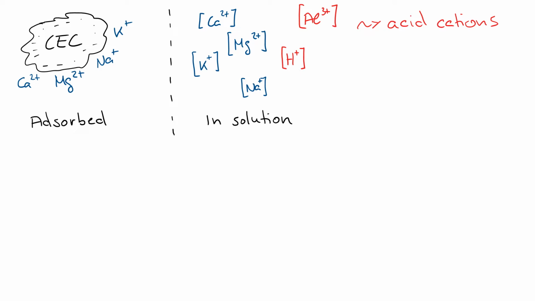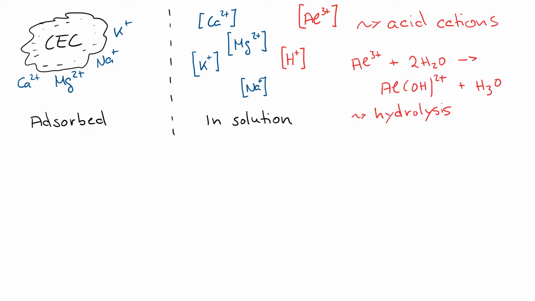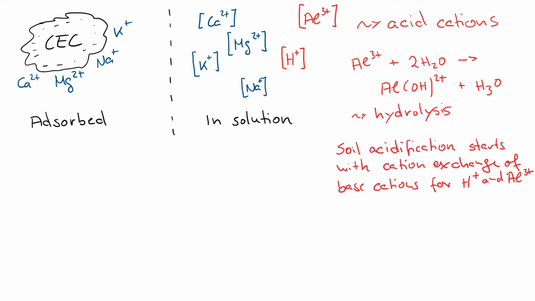Now, why protons are considered acid cations is obvious, but for aluminum, it's not so obvious. There's a variety of reasons that we're going to have to talk about at some later time, but on this slide at least, it is because aluminum undergoes hydrolysis, and that frees up protons in the process. Okay, so soil acidification normally starts by adding these acid cations and exchanging them for base cations on the exchange sites.